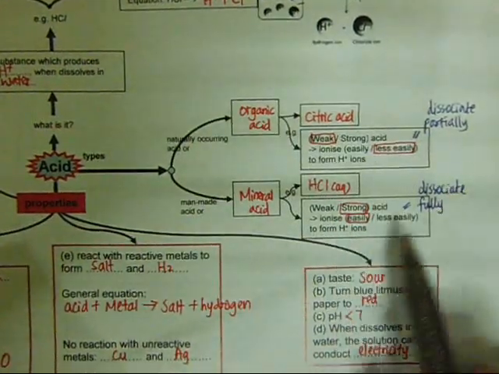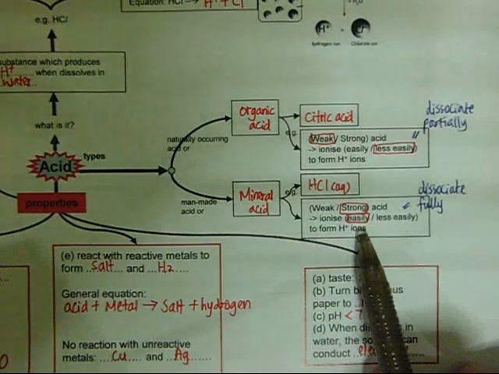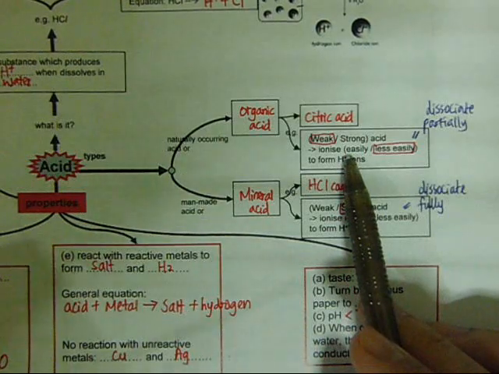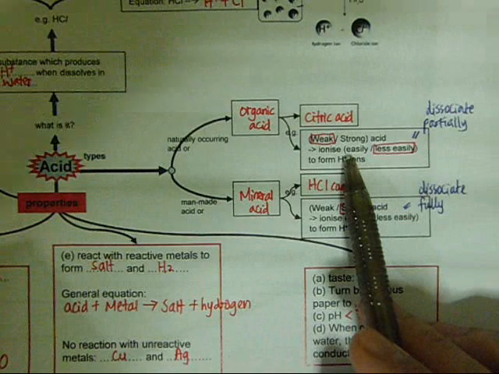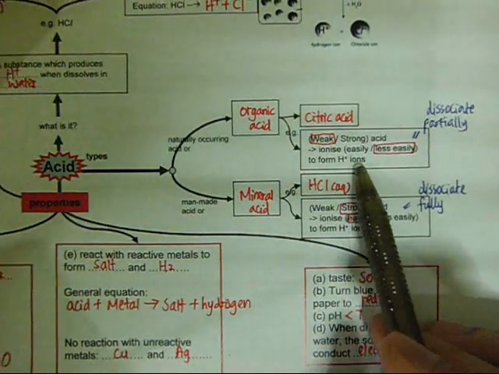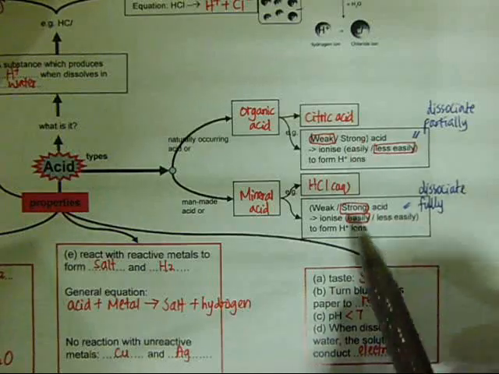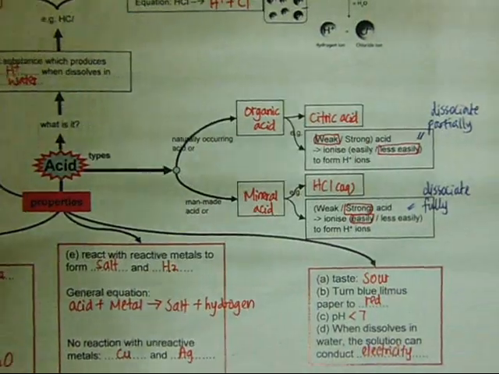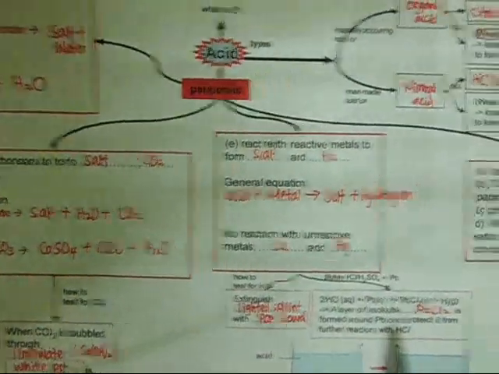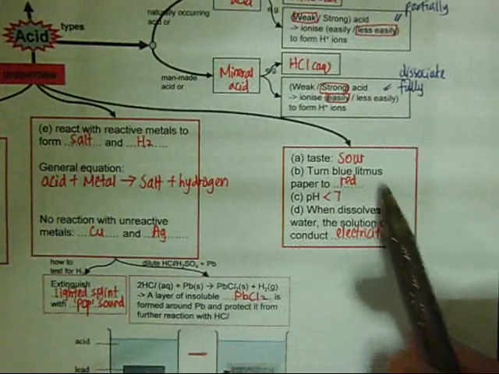A strong acid dissociates fully. That means all the acid molecules will become ions. For the weak acid, some of the acid molecules will remain as molecules, and some of them will dissociate to form hydrogen ions. So that actually differentiates between weak acid and strong acid. The properties of acid, so these are all the properties.